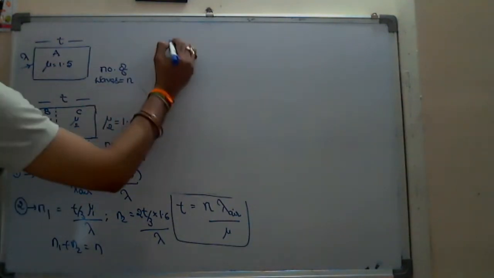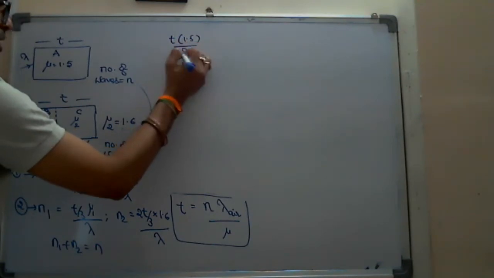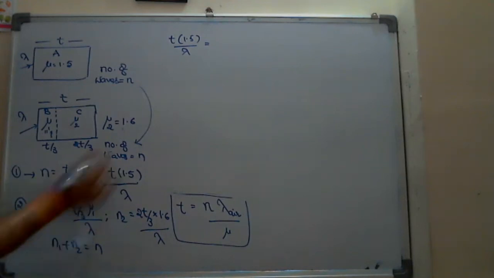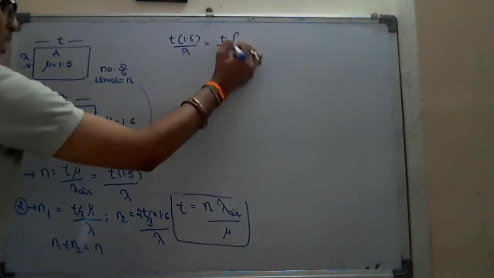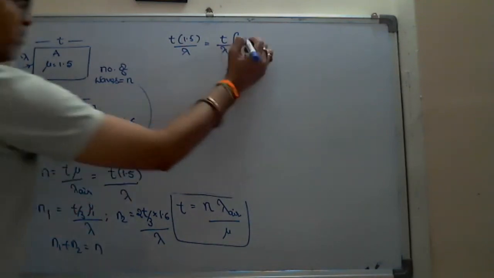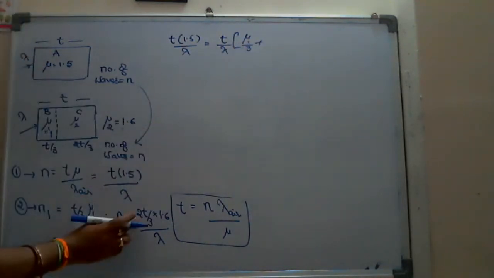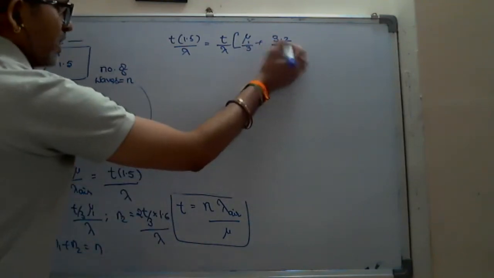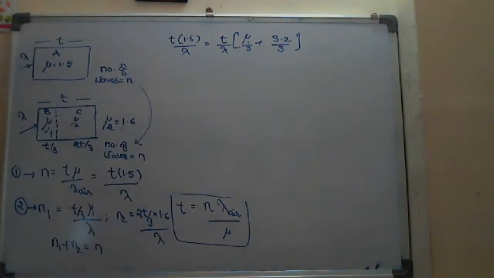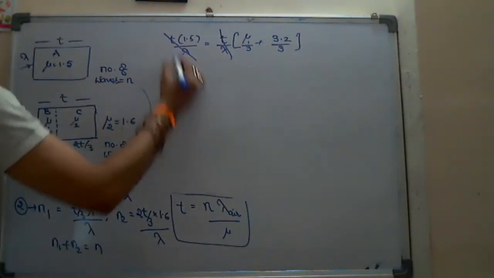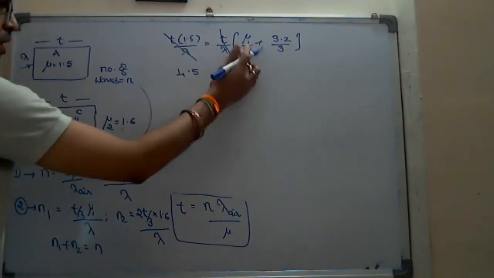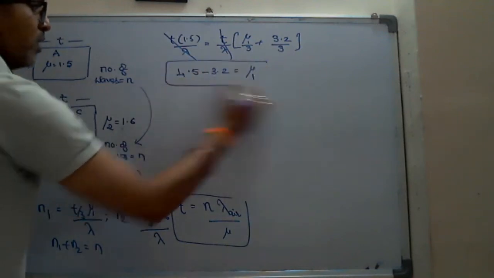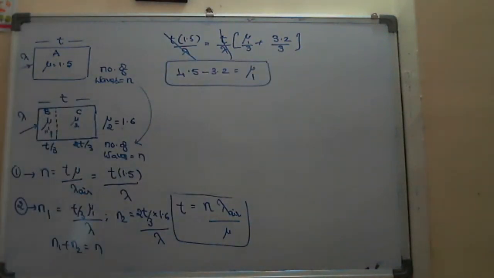So here T into 1.5 by lambda, this is N, is equal to N1 plus N2. In both I take T and lambda common, T by lambda. And here I write mu1 by 3 plus 2 into 1.6, that is 3.2 by 3. So straight away you will get the answer. This is 4.5, by taking the cross multiplication common LCM, minus 3.2 is equal to mu1. Then you will get the answer mu1 is equal to 1.3.